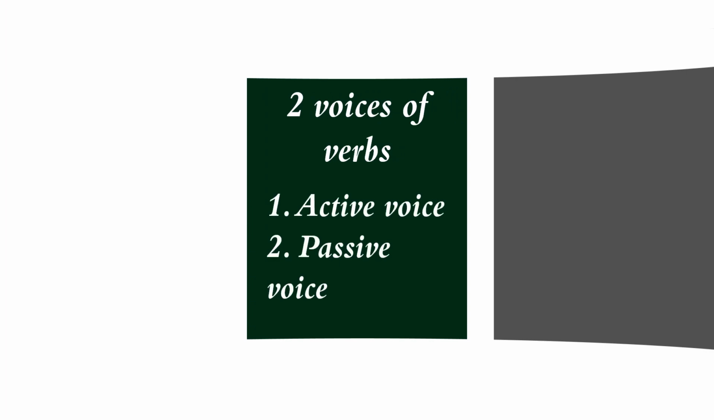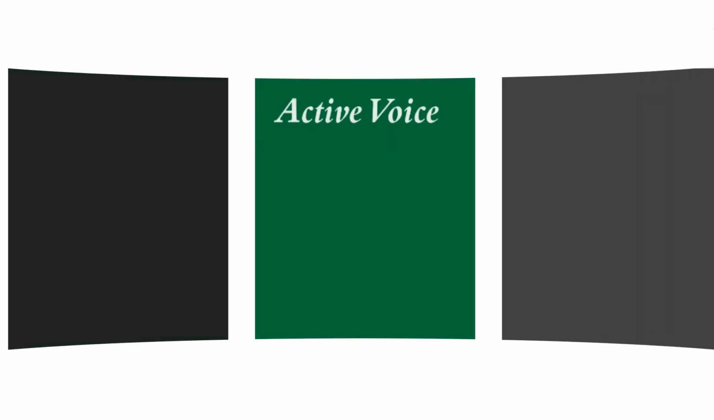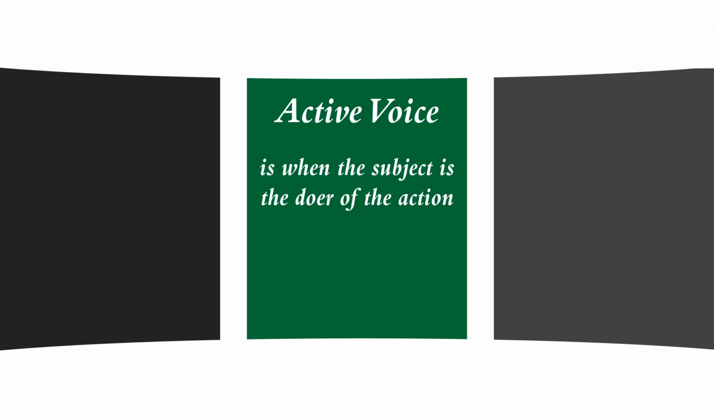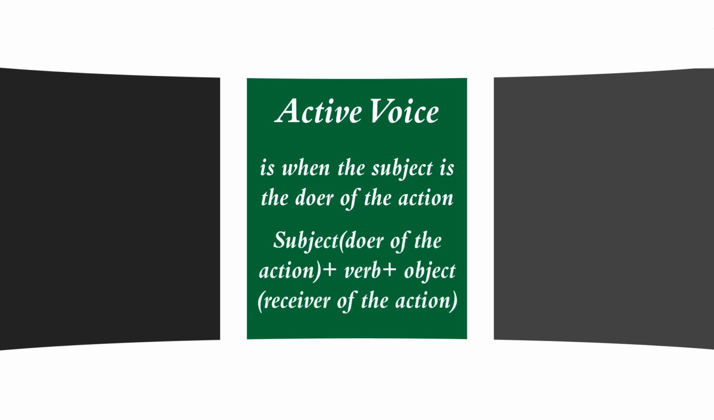We are going to first discuss active voice, followed by the discussion of passive voice, and then the conversion process. So active voice is when the subject is the doer of the action. This is the most common type of sentence that is used, especially when it comes to expressing opinion with the use of verbs, and it follows the formula: subject, which is the doer of the action, plus verb, and object or receiver of the action.